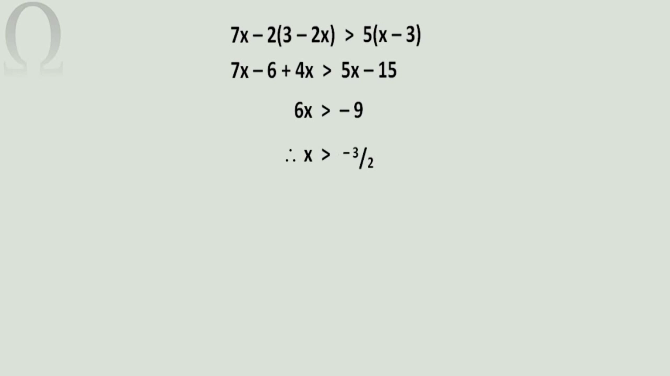Again, we represent the solution on a number line. Because the inequality sign is exclusive, we place an open circle above -3/2, and an arrow to the right of this value, to indicate all solutions of x that are greater than -3/2.